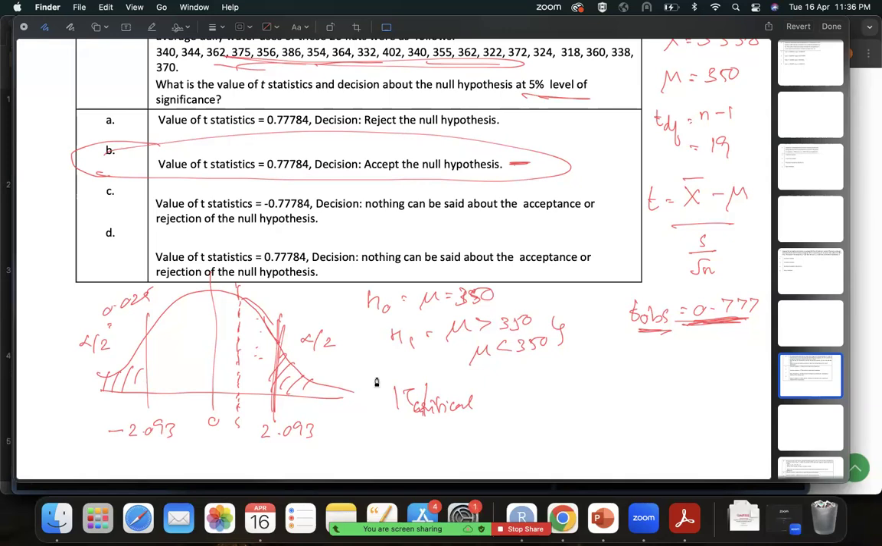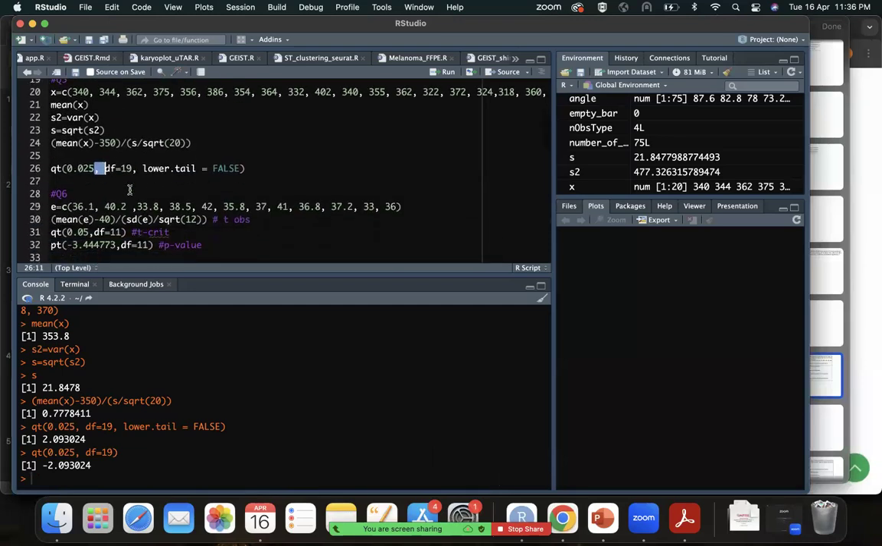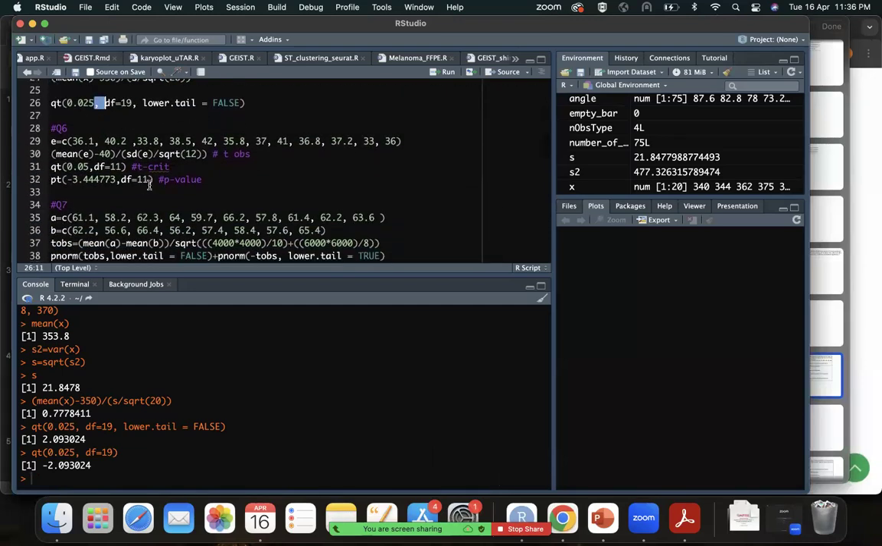For such questions, we are provided with the values. So all the values that you need to look up in the table, or that you need to get with qt, pnorm, all those values should be given to you.